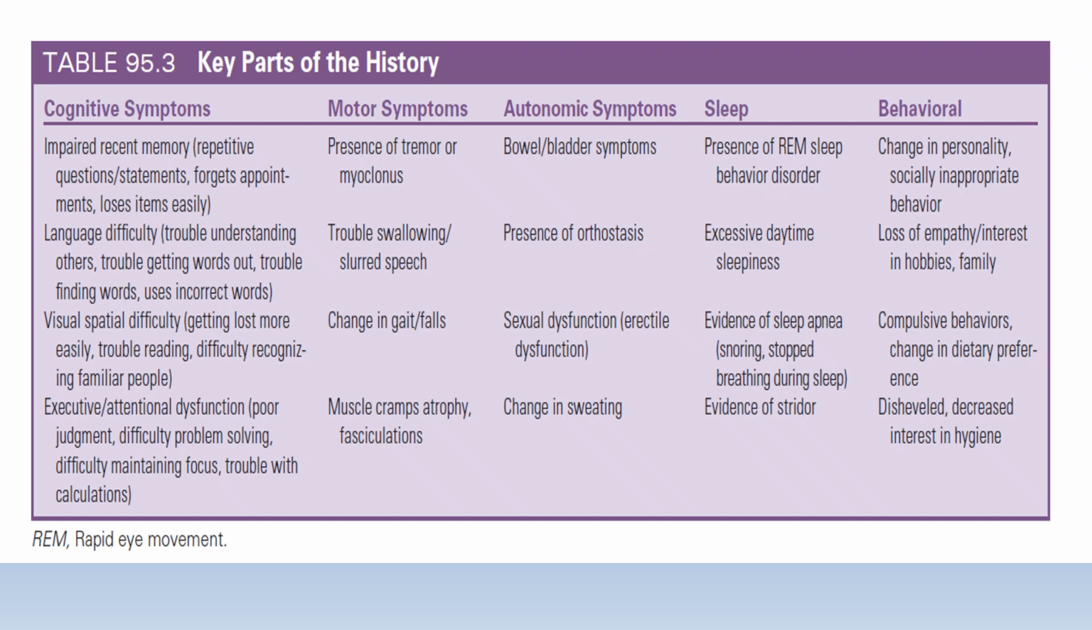The motor symptoms can be presence of tremor or myoclonus, trouble swallowing or slurred speech, change in gait or falls, muscle cramps, atrophy, fasciculations. Autonomic symptoms are bowel and bladder symptoms, presence of orthostasis, sexual dysfunction, that is erectile dysfunction, change in sweating.